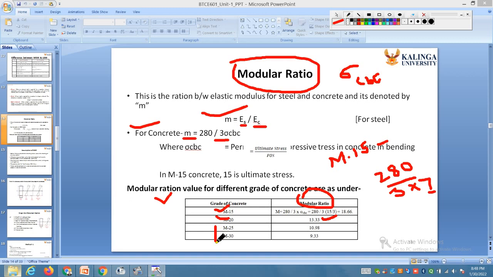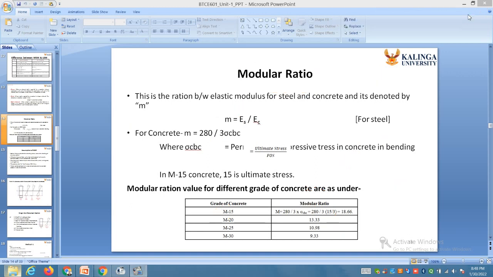For M25 and M30, please see sigma CBC, stress in concrete under bending compression. Please see the values in IS 456, multiplied by 3, divided by 280 divided by 3 sigma CBC. So in this way you will get the modular ratios. So in short, modular ratios can be calculated using this simple equation, 280 upon 3 sigma CBC, in which sigma CBC values are already given in IS code of practice. So you can calculate the modular ratios.